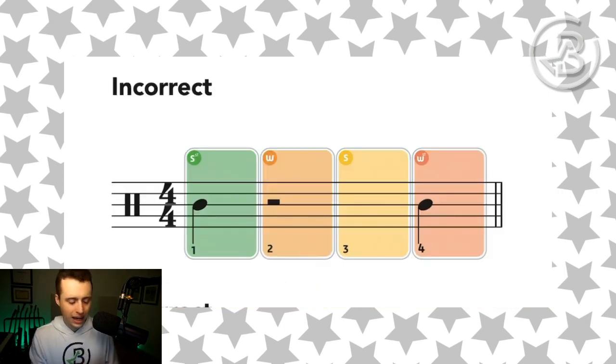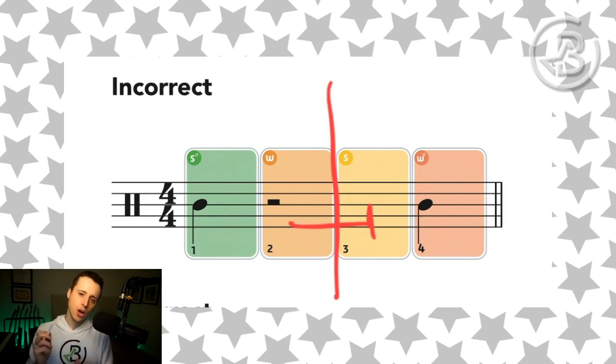All right, let's take a look at this first one. Okay, so this is incorrect for 2 reasons. Number 1, it's crossing our imaginary divide between beats 2 and 3, and there's only 3 things that can cross that divide, and that is a whole note, a whole rest, and a half note. So that's no good from that perspective.